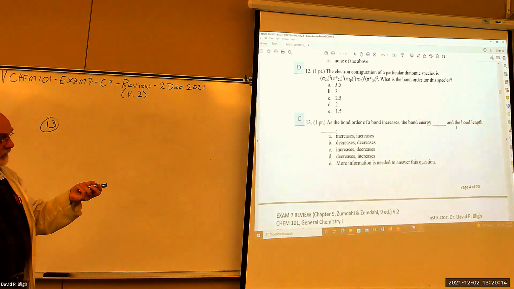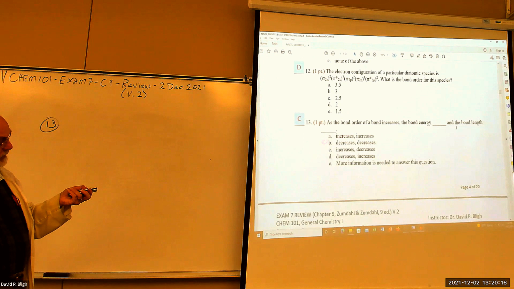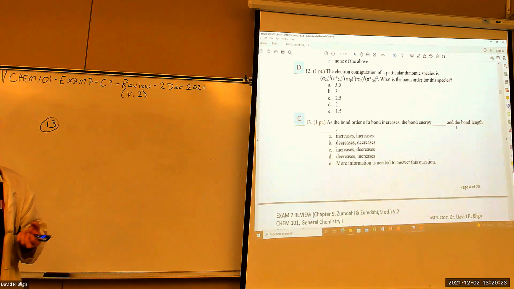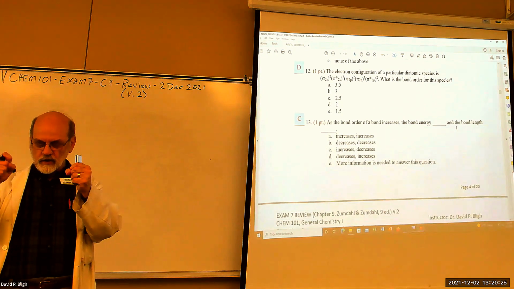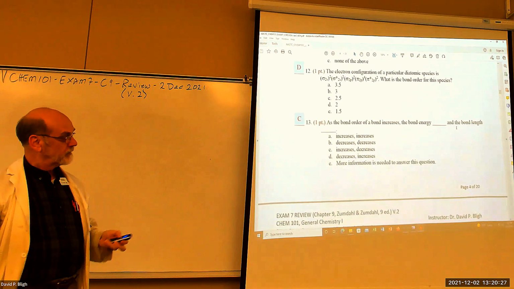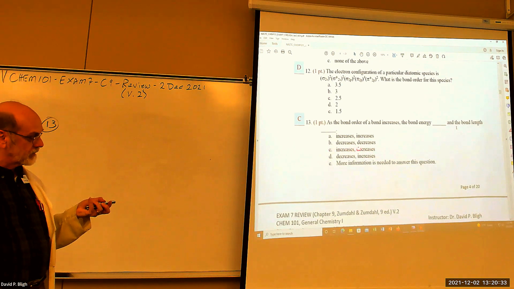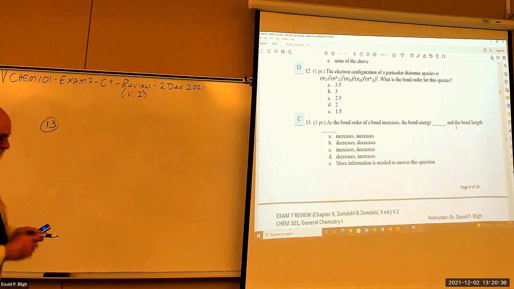So the bond energy increases, so it could either be A or C. And the bond length decreases. Anytime you increase the bond energy, you draw the nuclei closer together. So increase and decrease, and it would be this one, C.